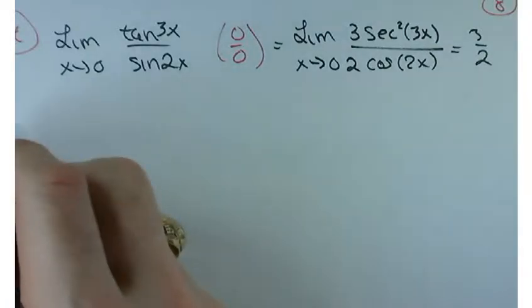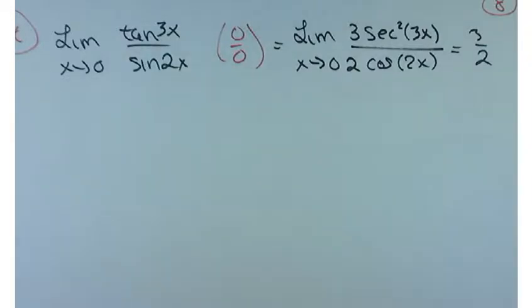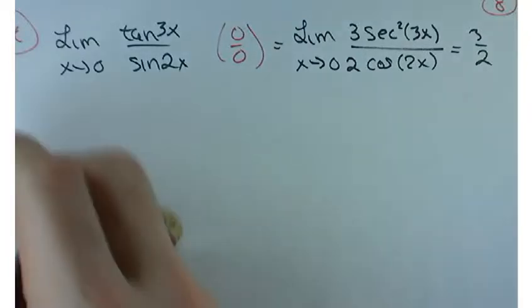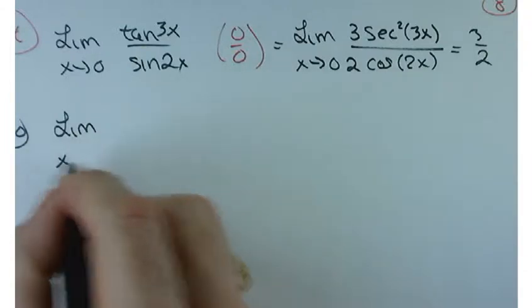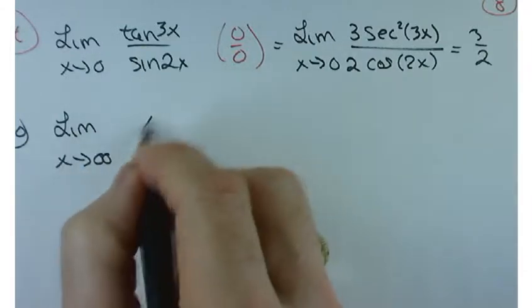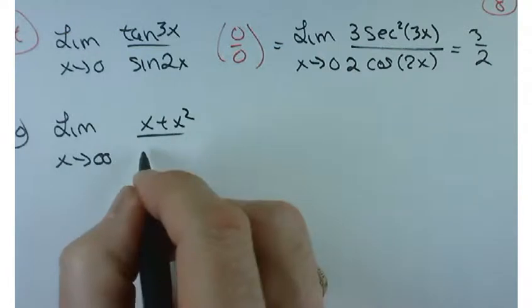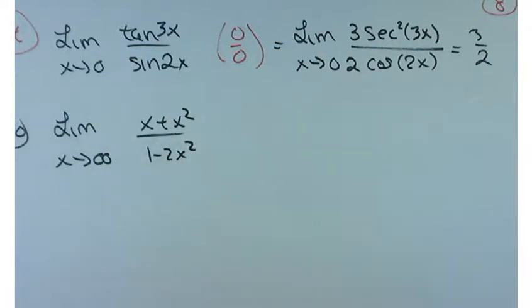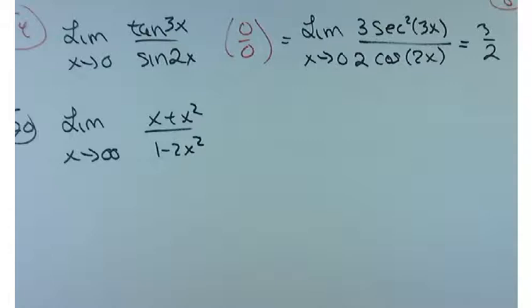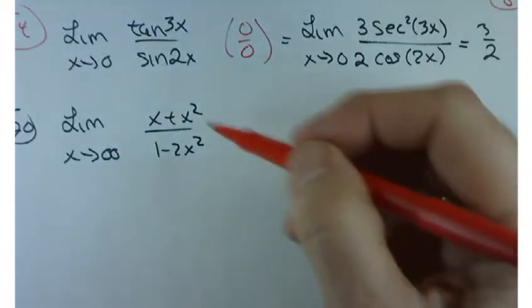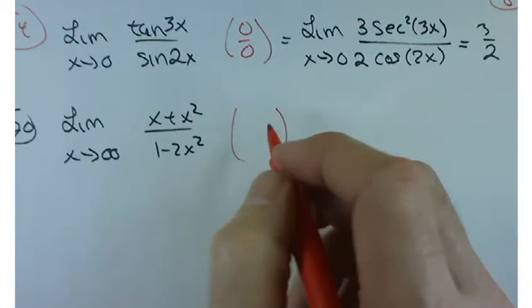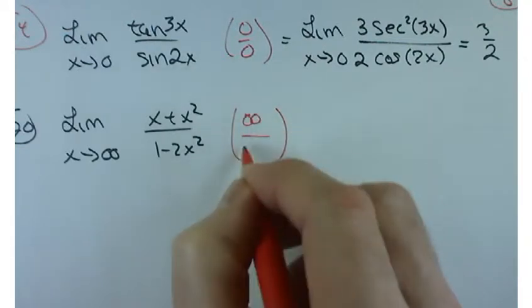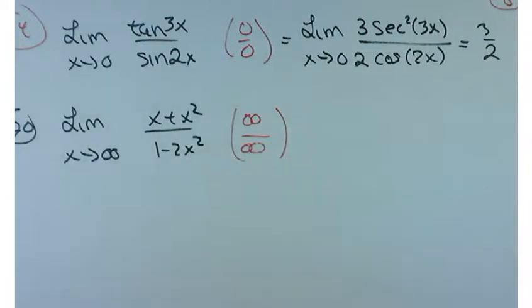Okay, so far we've done the 0 over 0 type case. It'd be nice to see something in a different case, and let's do that with problem number 20. The limit as x approaches infinity of x plus x squared over 1 minus 2x squared. If you try plugging in a limit, what case do you end up with? Yeah, infinity over infinity, right?